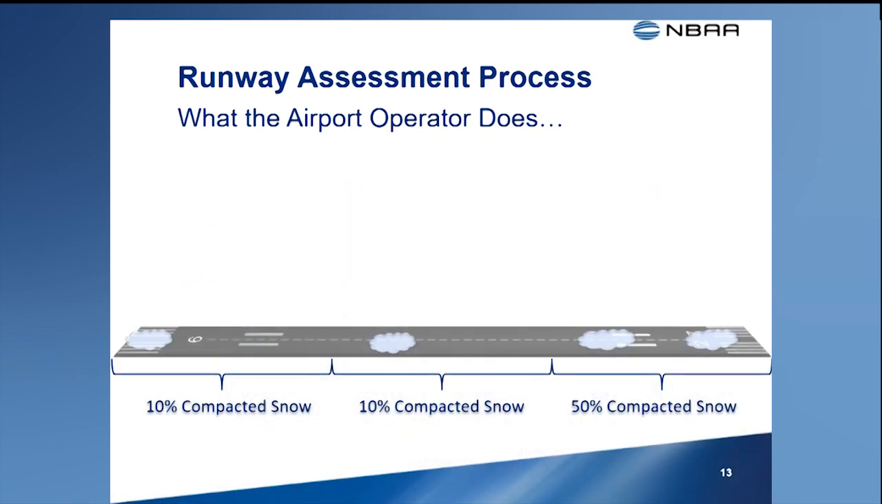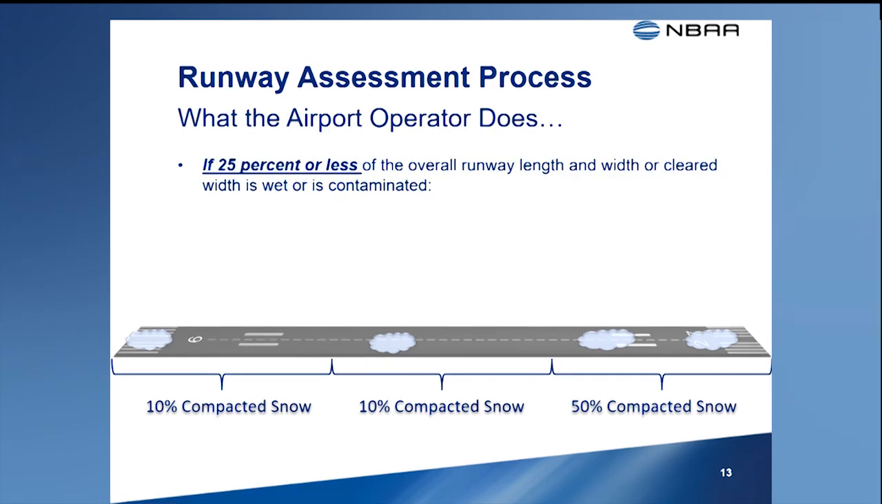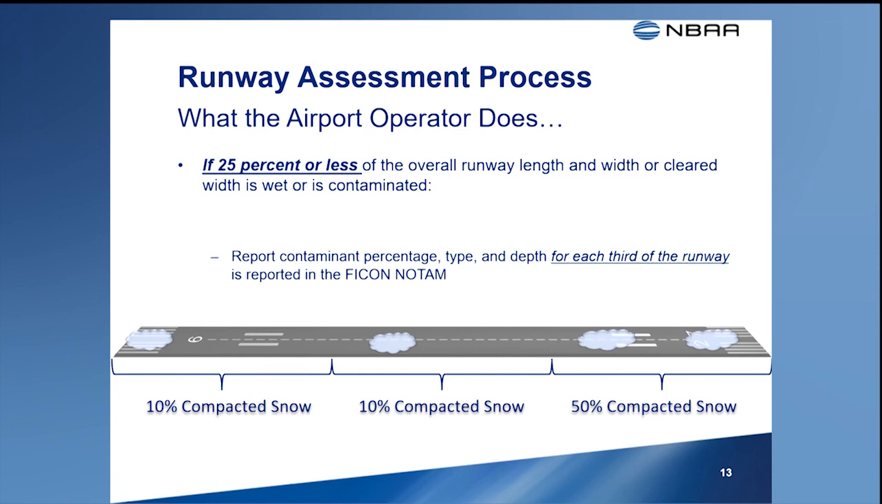The first step in this assessment process is determining how much of the runway is covered with any type of dampness or contamination. The airport operator assesses whether the runway is wet or contaminated with an overall coverage greater than 25%. If the answer is no, the airport operator simply reports the percentage of coverage within each third of the runway, the type of contaminant, along with its depth, using the FAA's NOTAM system, and no runway condition code is assigned.